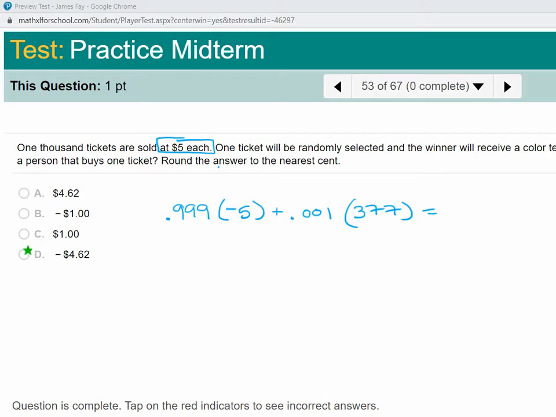And we multiply that out, so let's see here, 0.999 times -5 plus then 0.001 times 377 gives me -4.618. So there you're seeing the 6.2. So again, that's an expected value question.